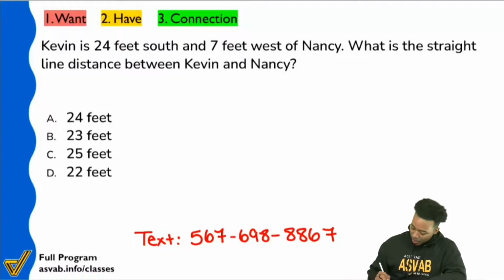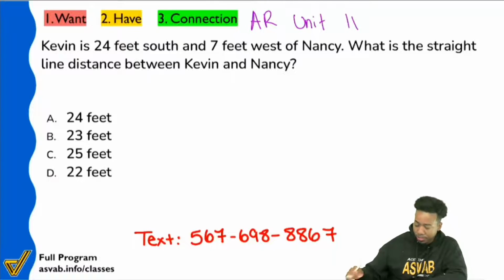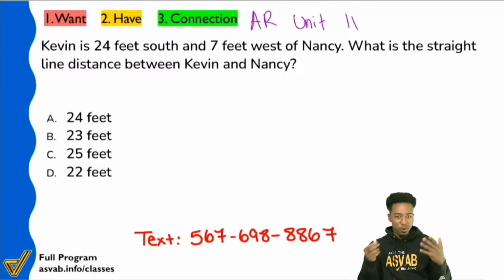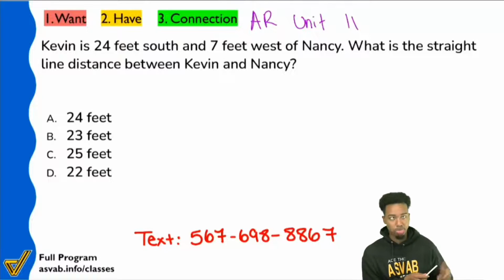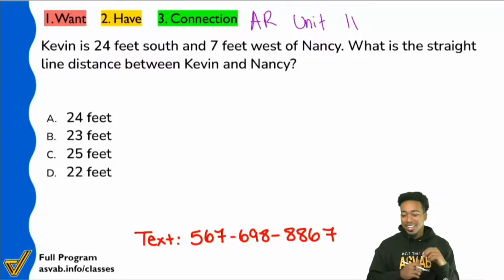That is going to be Arithmetic Reasoning, Unit 11. So, if you didn't see that this was Pythagorean theorem, for those of you who need a quick refresher, a squared plus b squared equals c squared. I'll go ahead and show that to you on screen. But that's what we're doing in this problem. And let me prove it to you and show you.